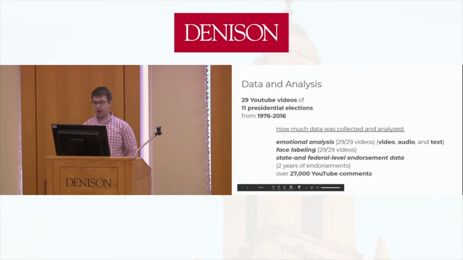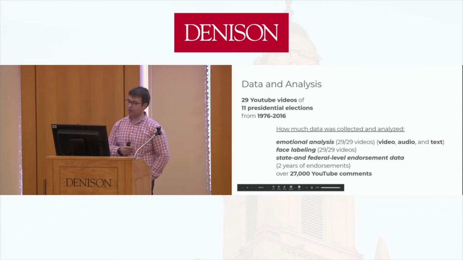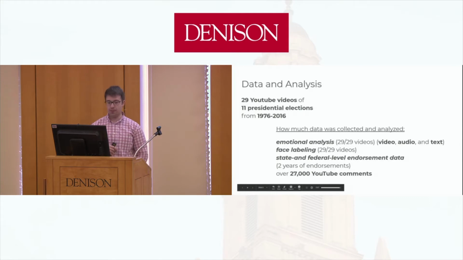So I look at 29 videos, and I extract video, audio, and text from those videos. I do face labeling for each person that appears in the video. Then I look at state and federal level endorsement data. I have data on that to test elite perceptions. I'll explain again in more close detail. And I also look at over 27,000 YouTube comments to set up my network analysis model.